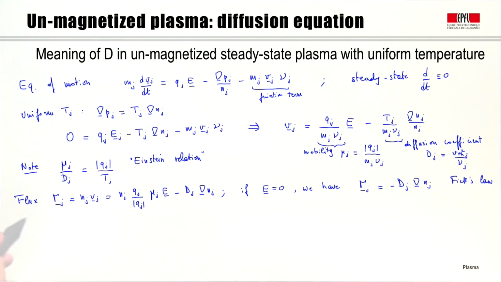Now we use the continuity equation without sources or sinks. So that's dnj/dt plus the divergence of the flux for species j equal to 0. And we use that, combined with the definition of gamma j, or in fact with the result of gamma j as a function of the gradient of the density, so that we come to a final equation, which will be indeed the diffusion equation. So let's do that.